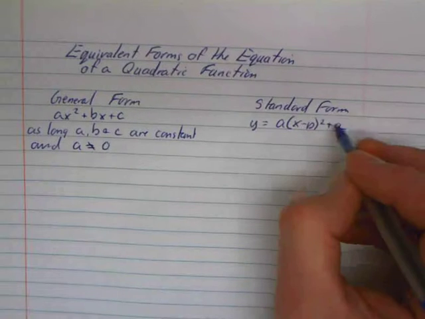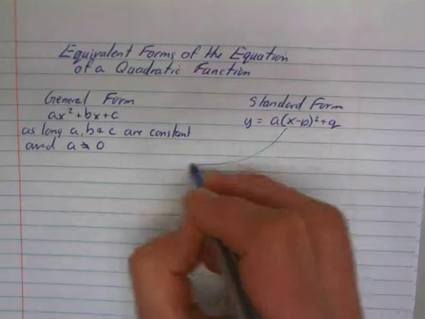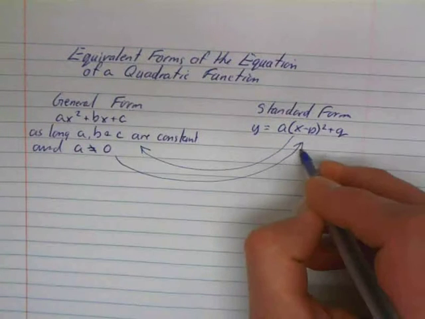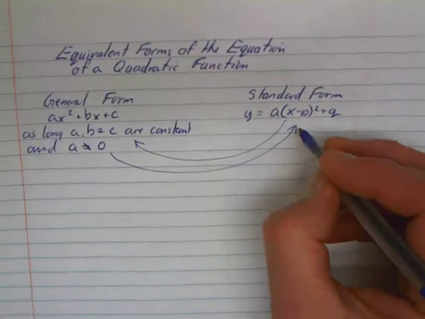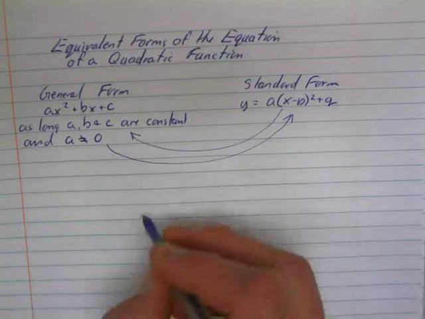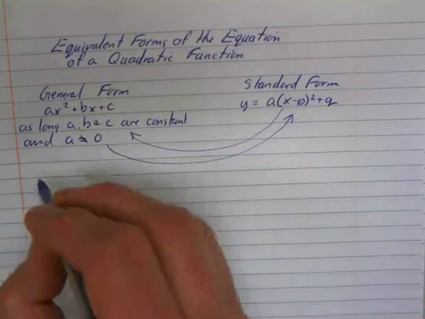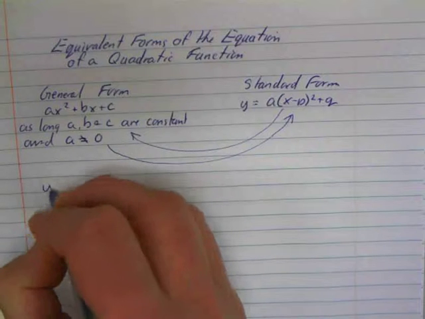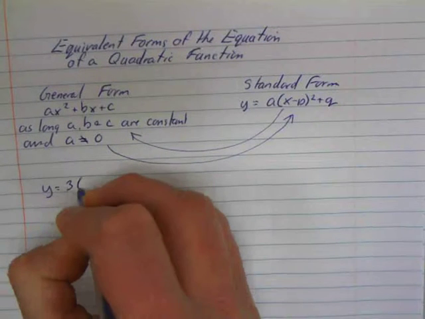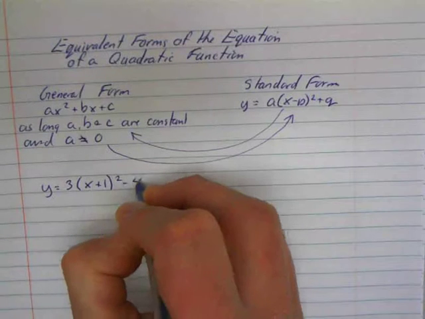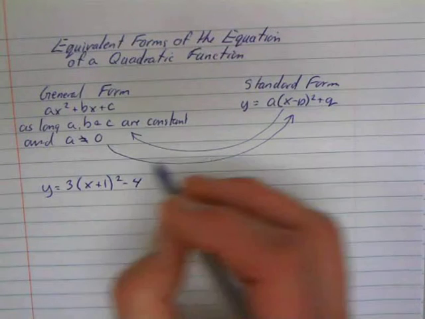Today we're going to look at transferring a standard form to a general form and a general form to a standard form. So let's take a look at the easiest one. The easiest one is probably going from standard to general. And it's easier because if we have the equation y is equal to 3 times x plus 1 squared minus 4, all we do is expand.